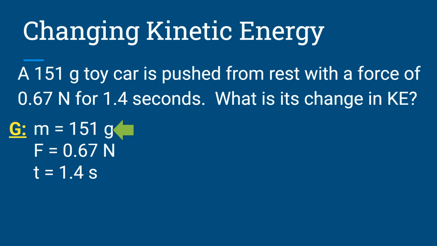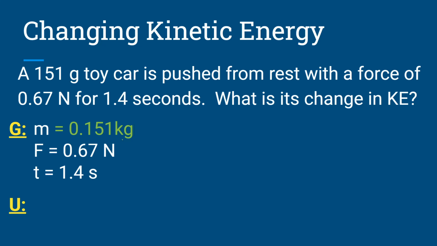Okay, that mass, I don't want it in grams. You don't either. If you see grams, do a conversion. There are 1,000 grams in a kilogram. Divide this by 1,000 and you get 0.151 kilograms. That's the value that you need. Okay, so now that we have the appropriate units, those all look good.